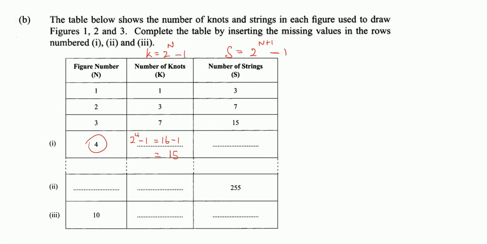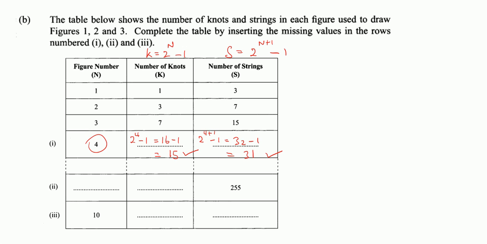In the case of the number of strings, it will be 2 to the power 4 plus 1 minus 1. Right? Which is really 2 to the power 5. 2 to the power 5 is 32. So it'll be 32 minus 1, which is equal to 31. Right? So this is the answer here for this one. This is the answer for this one.